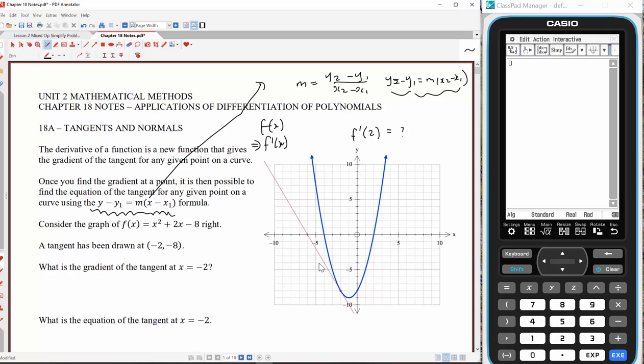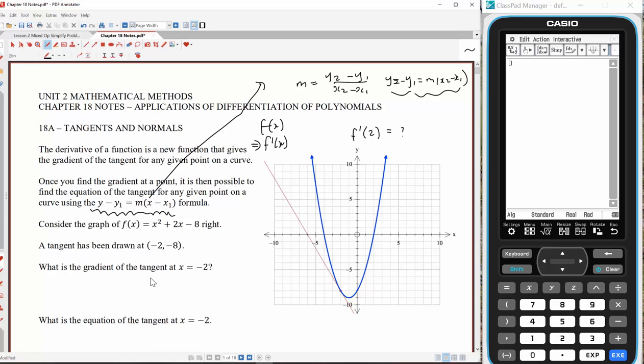So here's our graph, our parabola, and what we've got is a tangent drawn to the graph at this point here, -2, -8. So there's our tangent. Now remember the definition of a tangent: that line runs along, nicks the curve momentarily at that exact point, and then continues along without touching the curve. So it intersects with the curve exactly once at a single point right there.